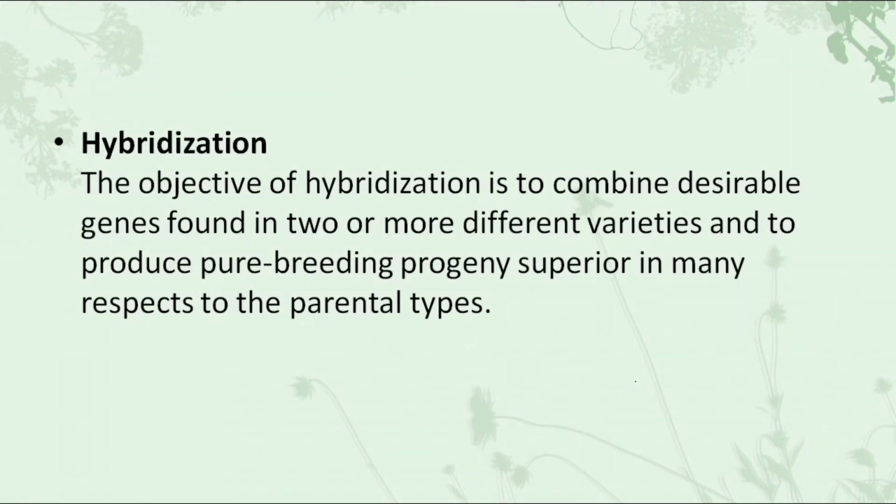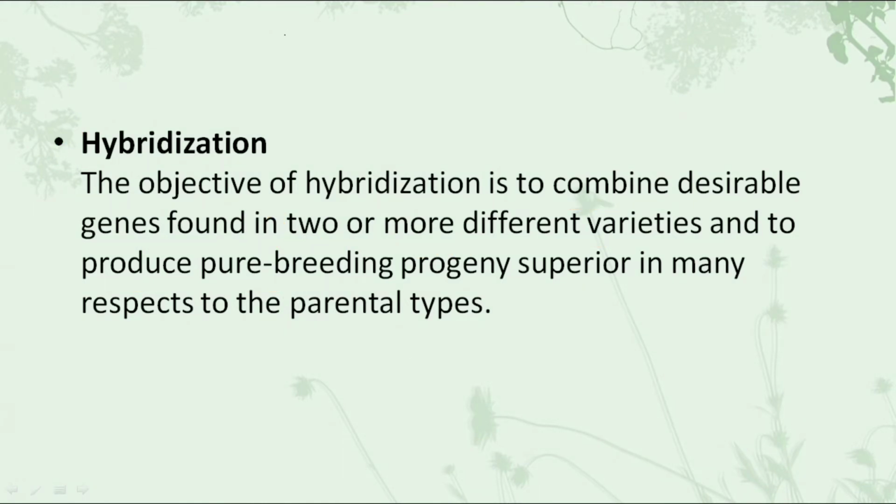The third one is hybridization. The main objective of hybridization is to combine the desirable genes that are found in two or more varieties and to produce pure breeding progenies that are superior in many aspects to the parental types.